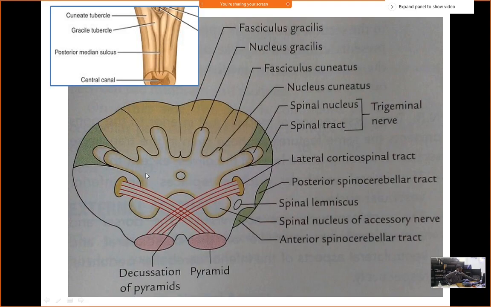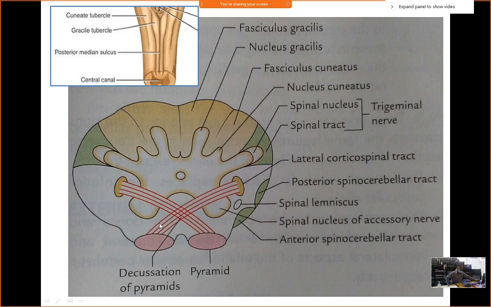So here, this is at the level of the pyramidal decussation. The central gray matter, with the central canal, is there. Dorsally it gets elongated into strip-like elongations. This is called the gracile nucleus, and this is your cuneate nucleus. And this is your dorsal horn, which is present in the spinal cord and also in the lower part of the medulla. This dorsal horn becomes more elongated to form the spinal nucleus of the trigeminal nerve.